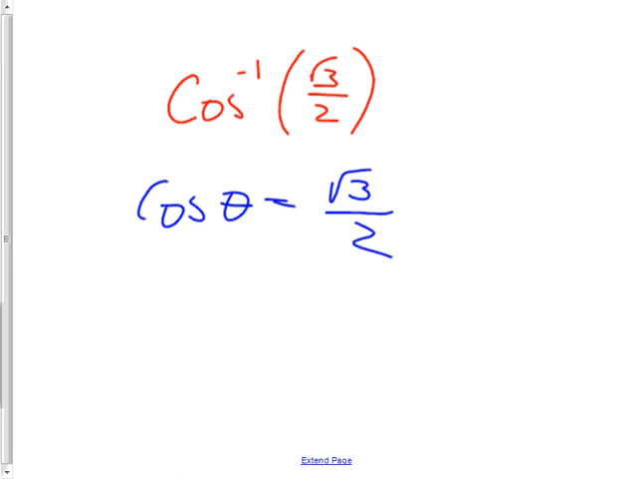Now you're figuring out an angle. And now hopefully you drew me a triangle. And then you went, okay, cosine's adjacent over hypotenuse, adjacent square root of 3, hypotenuse 2. This must be a 1. What's the answer then? 30. Or in radians, pi over 6. That's the answer.